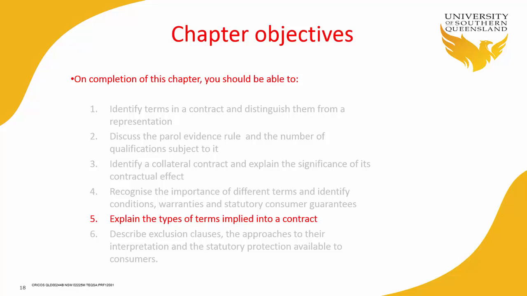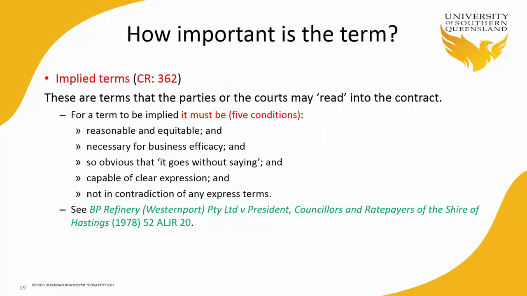Alright, let's move on then to our implied terms, and it says under the fifth objective, explain the types of terms implied into a contract. So in addition to its express terms, a contract may contain a number of terms that the parties or the courts may read into the contract. Okay, these are called implied terms. These are then terms that are not expressed in the text of the contract, but courts would read them into the contract, so they will introduce these implied terms into the contract.